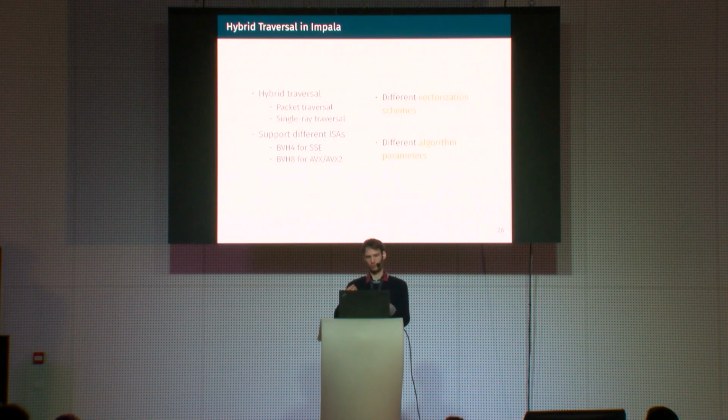So initially, you have lanes full of rays, and then as you progress through the tree, some lanes will become inactive, and then you lose efficiency. To solve this problem, you switch to single ray traversal once you reach some certain threshold. And in this algorithm, you want to support different ISAs. You want to support SSE, AVX, AVX2, and you also want to support different algorithm parameters, so different BVH types, for instance. So you need specialization. The interesting thing about this test case is that you want to have both good vectorization and good specialization, which is a perfect use case for our compiler.